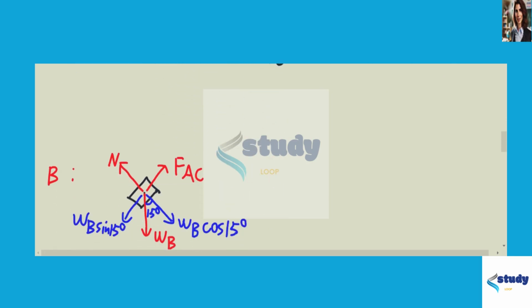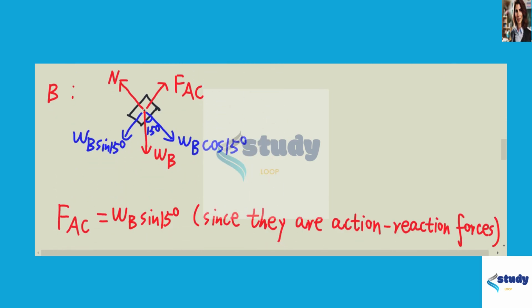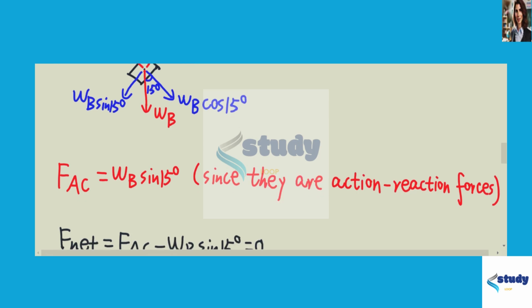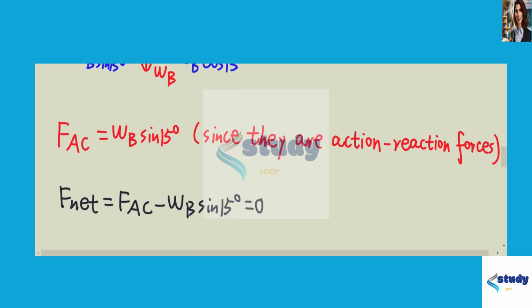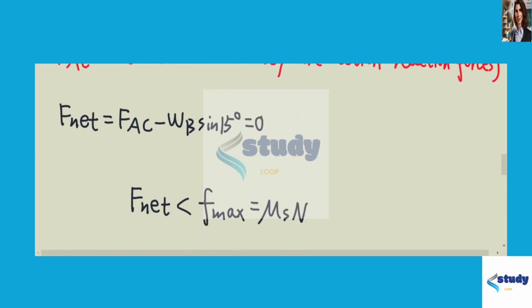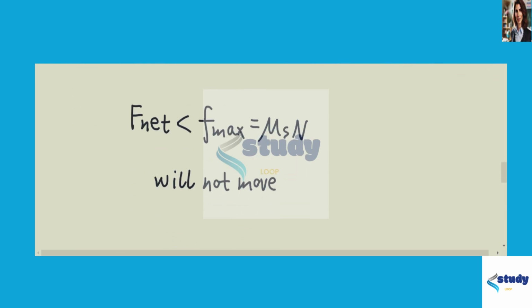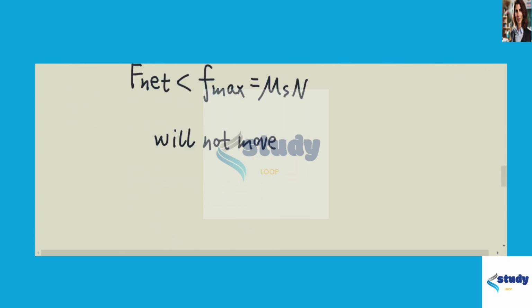And for the free body diagram of package B, this is the free body diagram for package B. And as you can tell, FAC, which is the normal force from package A and C, should be equal to WB sine 15 degrees because they are action-reaction pairs. Okay, so therefore we have the net force along the surface on package B should be equal to 0, which means that F net is less than the static friction on the package B. So therefore it will not move. Okay. If it's not moving, that means there's no friction acting on it. Okay, and these are the answers for this question.